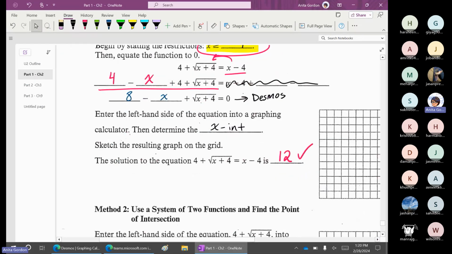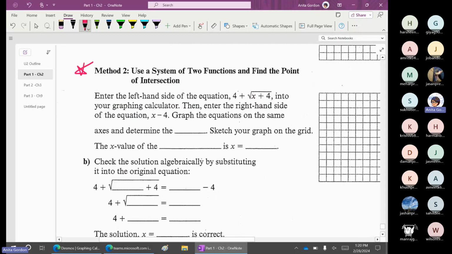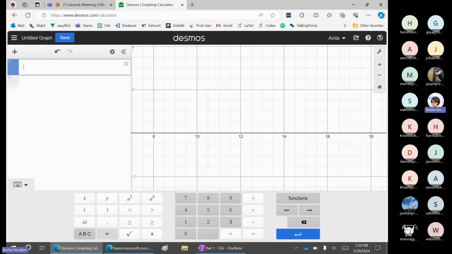Method 2, I want you to feel really comfortable doing both methods, okay? Method 2 is we're keeping the two sides separate. So 4 plus the square root x plus 4 on one side, and then x minus 4 on the other side. So two different equations here. So 4 plus square root x plus 4. And another equation, x minus 4.